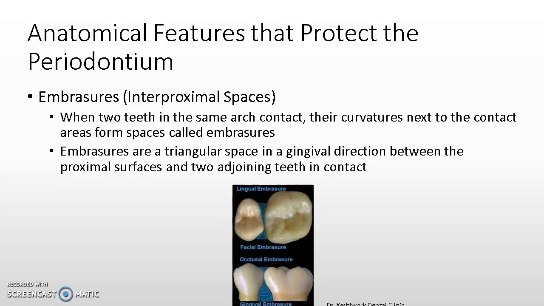Embrasures are those interproximal spaces, and these occur when 2 teeth in the same arch contact. Their curvatures next to the contact areas form spaces called embrasures. These are triangular spaces in a gingival direction between the proximal surface and 2 adjoining teeth in contact. So if you look on this picture, there are lingual and facial embrasures when you're looking down on the occlusal table of the teeth. And there are also gingival embrasures that happen beneath the contact, or apical to the contact, of each of the teeth.